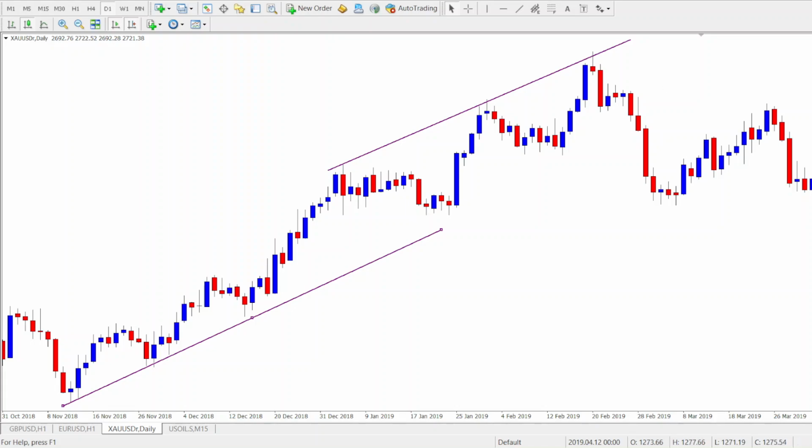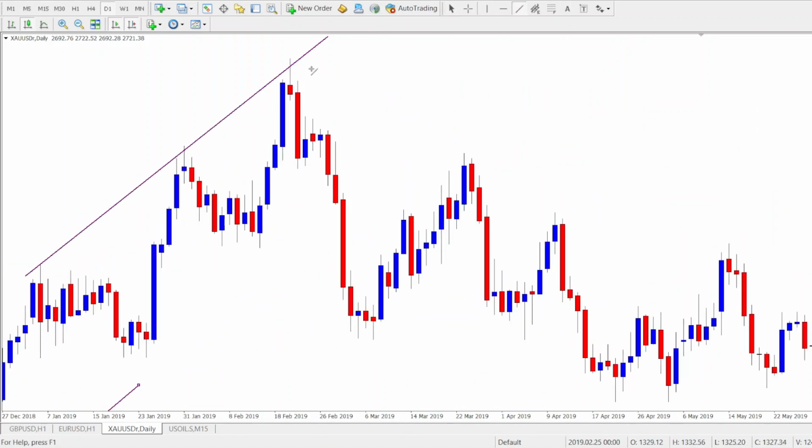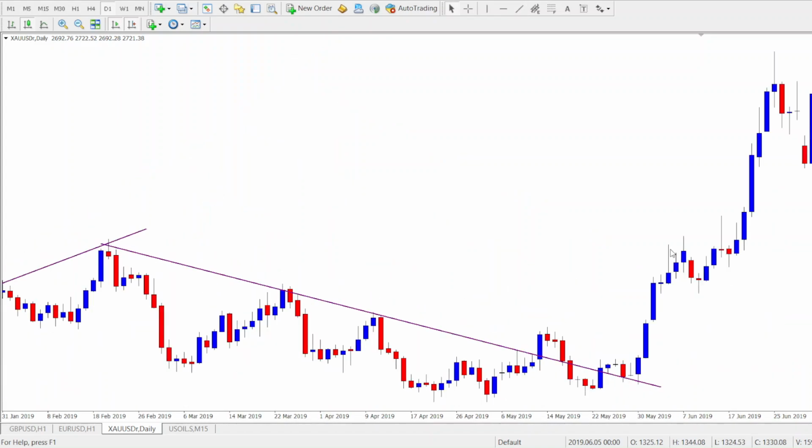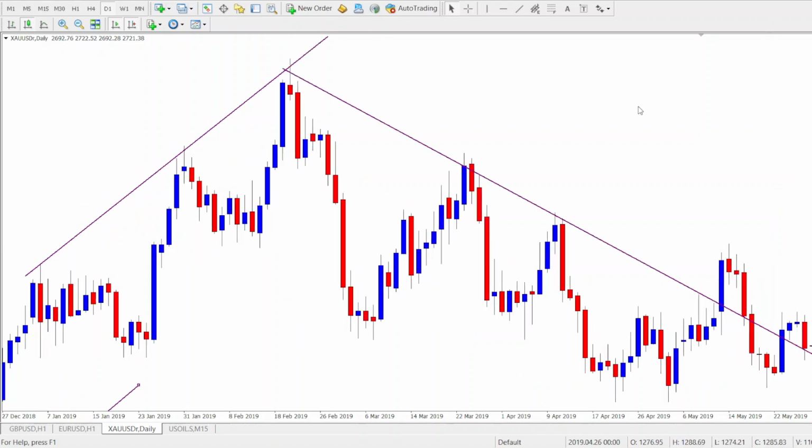Now when the trend line breaks, if price breaks above a descending trend line, for example, this is for a bullish breakout. So we have a descending trend line like this, and price breaks above, it signifies a potential bullish move. You can see as price broke above, it came back a bit, and then we had a rally.